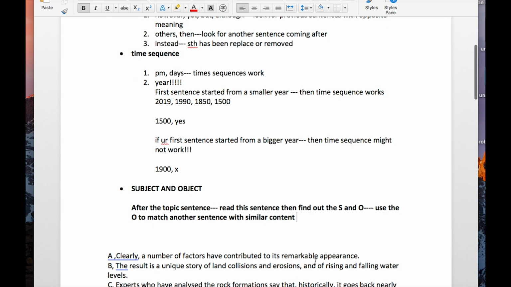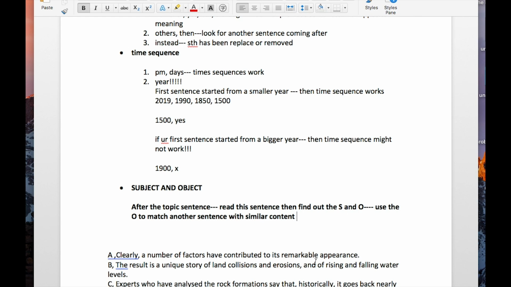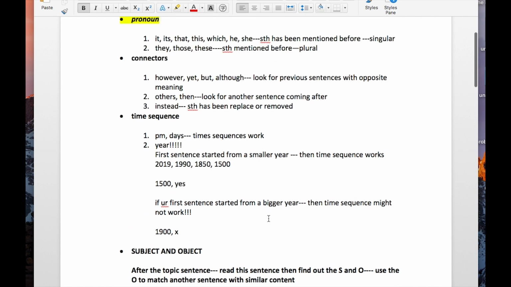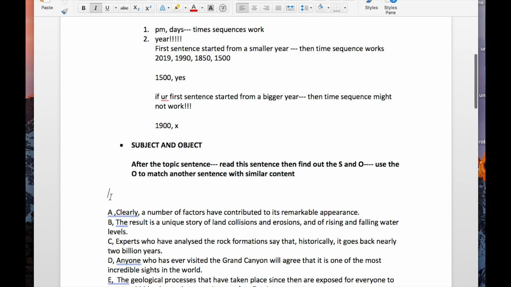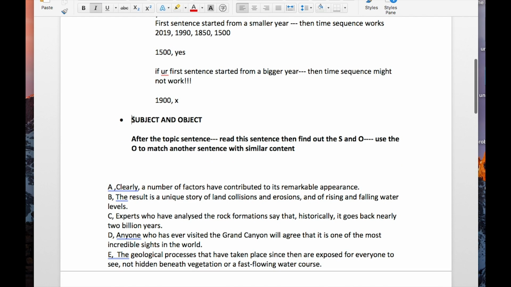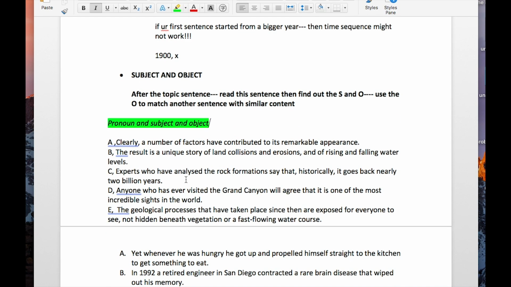Okay, now we're taking a few examples to see how we apply those methods. First of all, we're starting from pronouns and the subject and object method. So this one is basically pronoun. Okay, first one. Let's read this sentence. You can pause the screen for a second to solve this problem. Let's read it together.